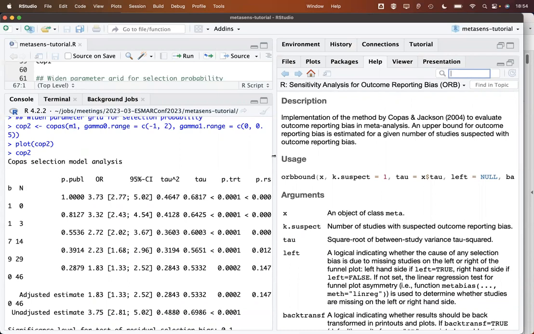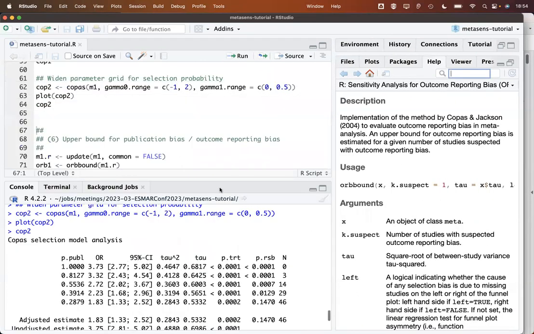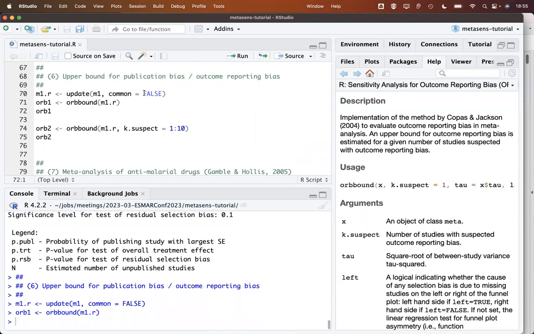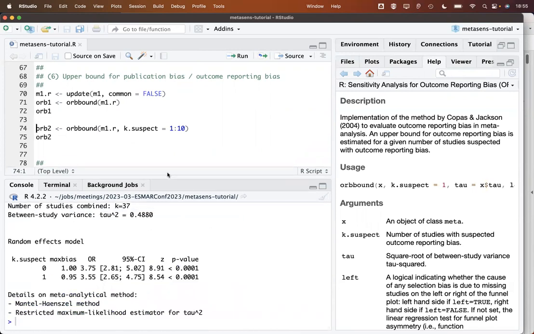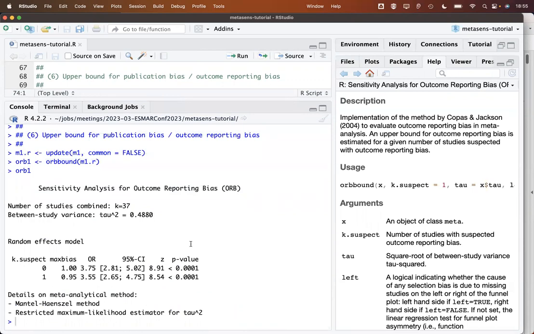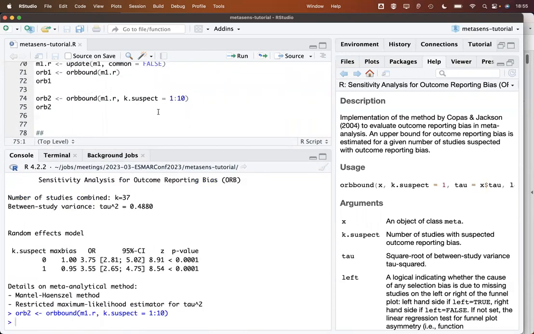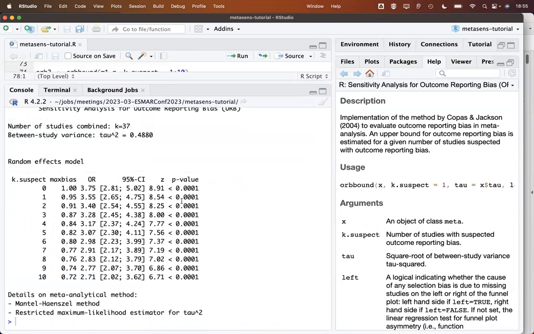But for publication bias, we have the problem that we do not really know this number. If we do this method for our example, we do not know what the correct number of unknown studies is. In the second example, I'm looking at a scenario again for our NS8 meta-analysis, where we assume that there are up to 10 studies missing. We can see that the odds ratio is going down, but the problem is we do not know the correct number. So nowadays this method is used for outcome reporting bias, but not for publication bias.